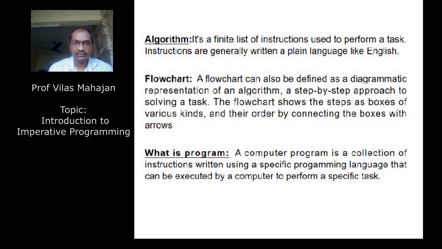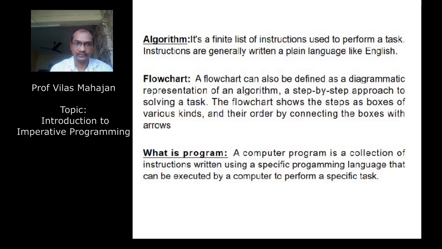Flowchart. Whatever algorithm we have written, an algorithm is a set of instructions written in a plain language to perform a particular task. The same instructions can be represented in the form of pictures, diagrams, and that is nothing but the flowchart. A flowchart can be defined as a diagrammatic representation of an algorithm. It is a step-by-step approach to solve a problem. The flowchart shows the steps as boxes of various kinds and their order by connecting the boxes with arrows.